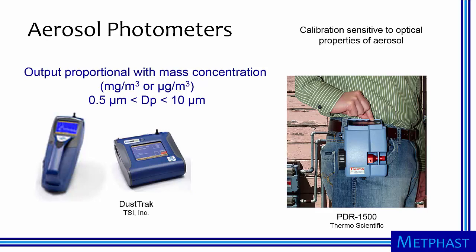The calibration is sensitive to optical properties, and that's a major drawback of these devices. Many of them have a filter in them so that you can collect a filter at the same time as you are getting the real-time information off of the display. Examples of these devices include the TSI DustTrak or a PDR, Personal DataRAM 1500 from Thermo Scientific.